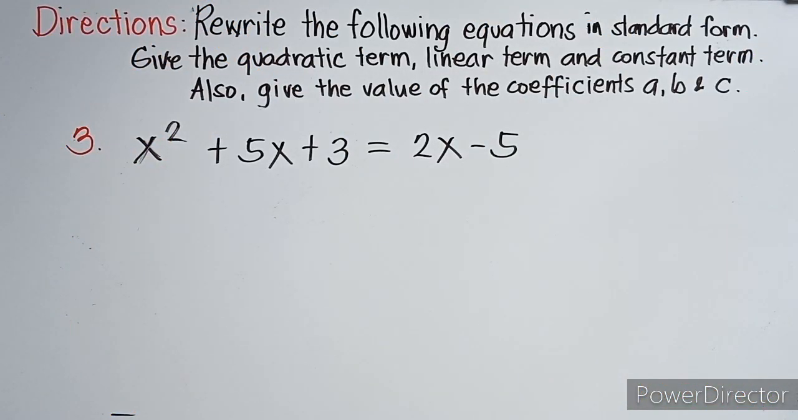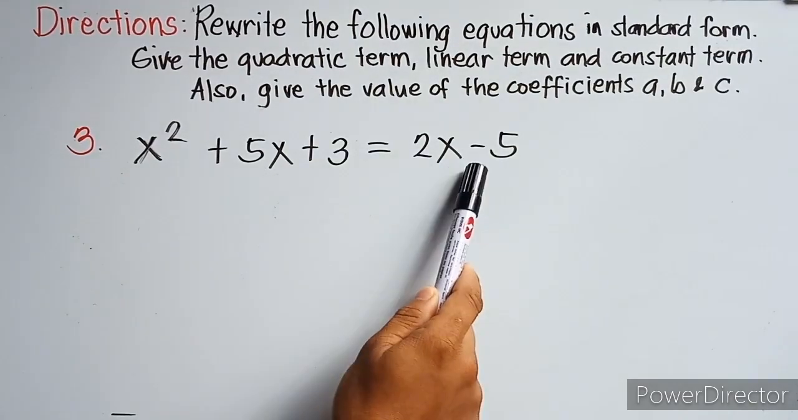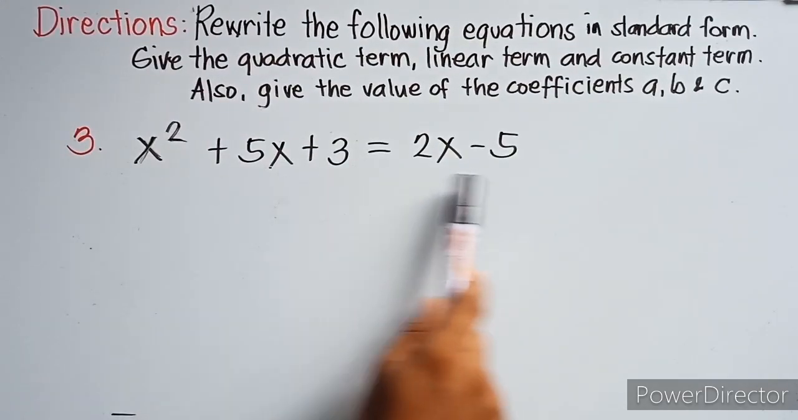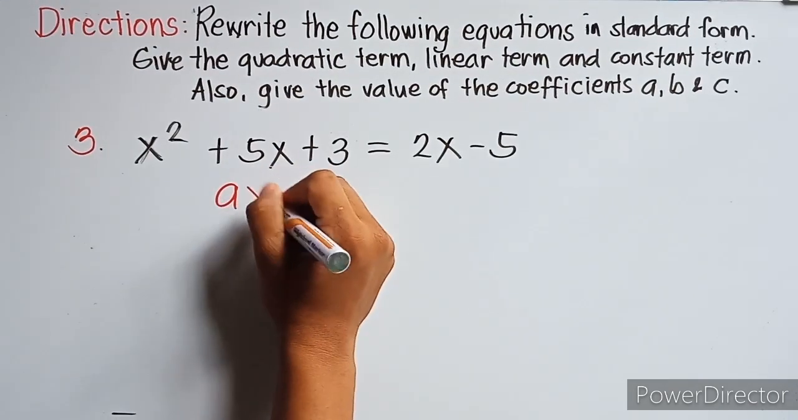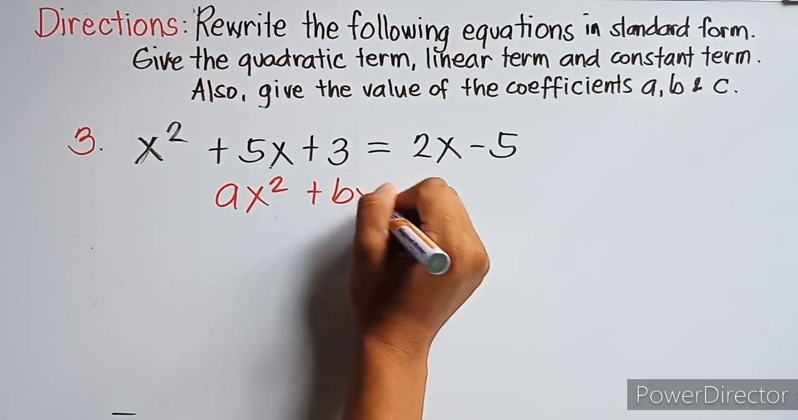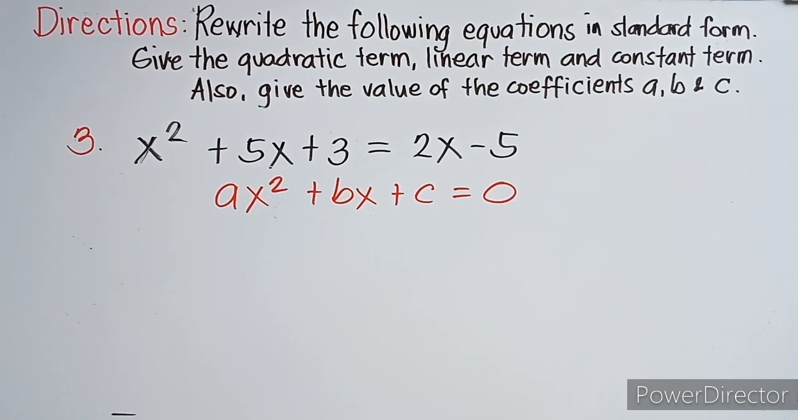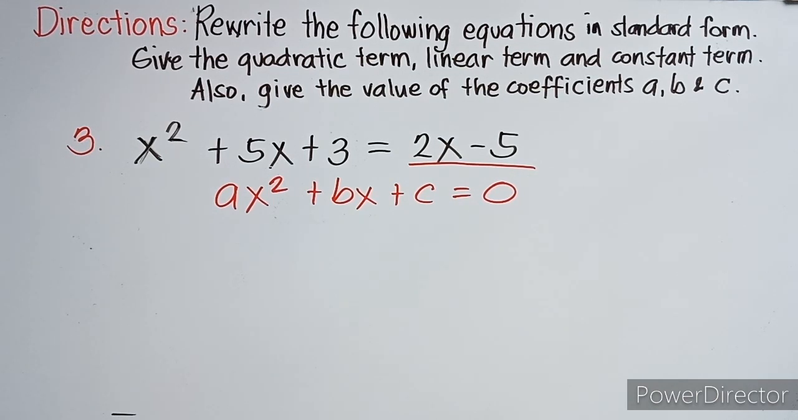Number 3. Ang ating given ay x squared plus 5x plus 3 equals 2x minus 5. Kung ating i-inspect ang ating given, wala tayong parenthesis, walang multiplication na ating gagawin. So, ang gagawin lang natin, isusulat siya into standard form na a x squared plus bx plus c is equal to 0. Tingnan natin yung ating right term, dapat siya ay 0 lang. So, papaano magiging 0 yung right term na 2x minus 5?